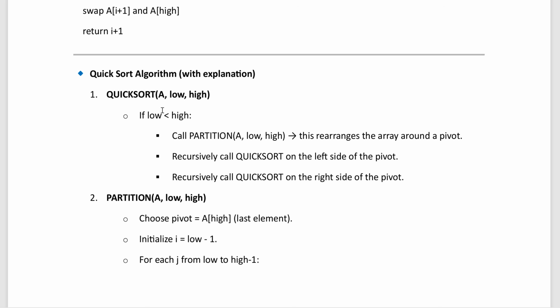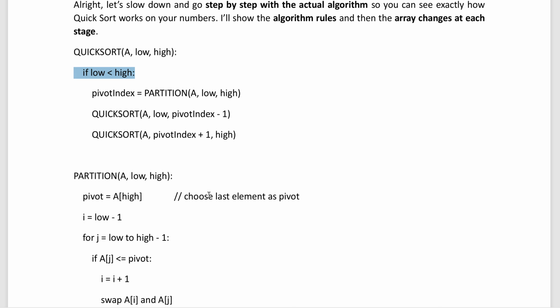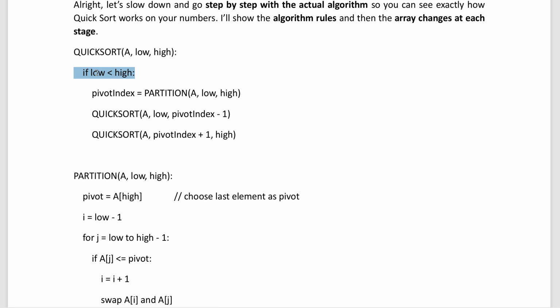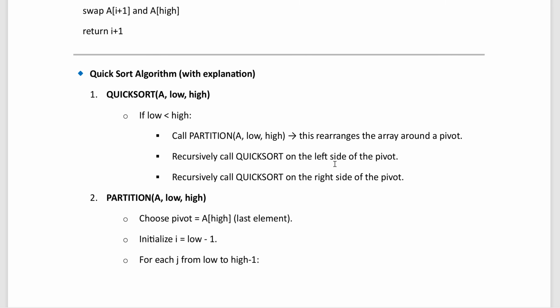let us first of all explain this quicksort algorithm for your convenience. If low is less than high, that is this statement, we have to call the partition. This rearranges the array around a pivot. It will recursively call. As I have said, we will be calling this quicksort algorithm again recursively. That is, quicksort will call itself. It will use the recursion property. The quicksort algorithm will call itself in these two statements. Clear? So recursively call quicksort on the left side of the pivot. Then the second statement is calling quicksort recursively on the right side of the pivot.